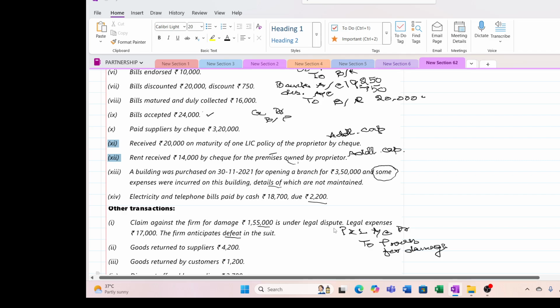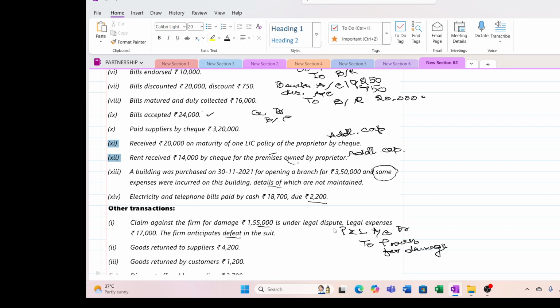It means that there is a suit filed against Mr. Anup by someone else, XYZ. Okay. Somebody has filed a suit. Suit means, I'll explain in Tamil also.